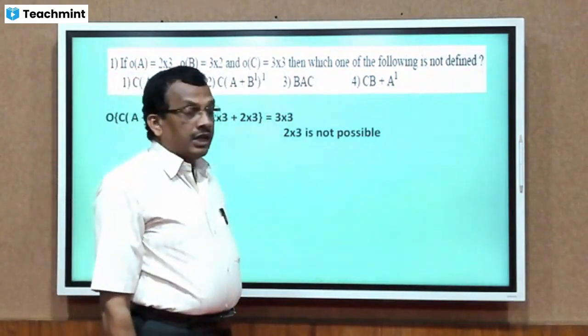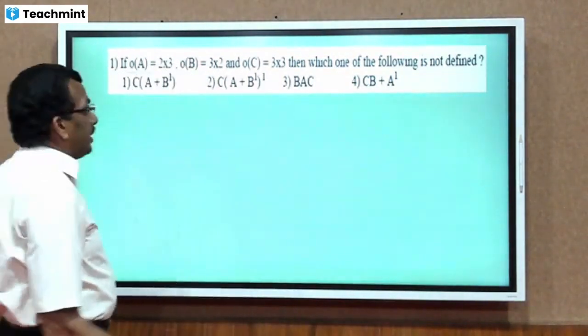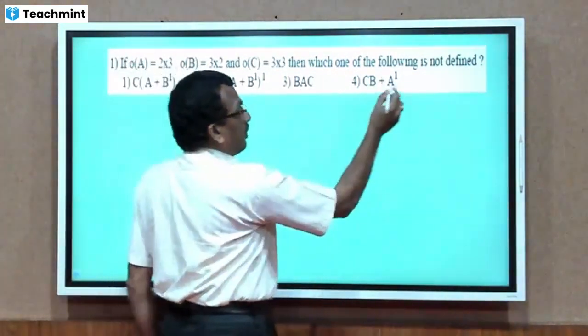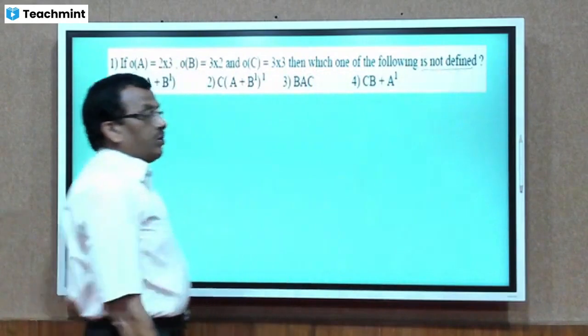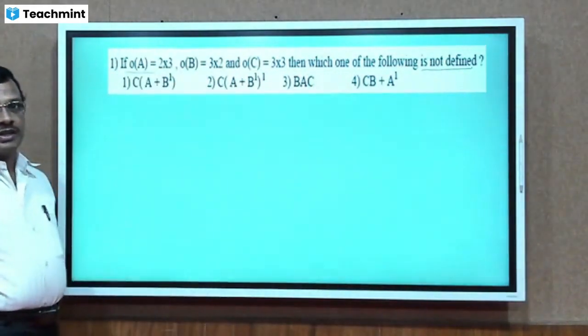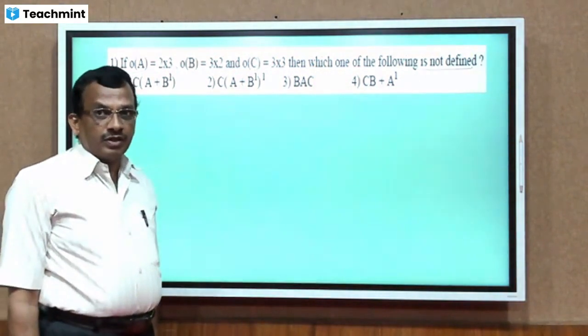3 matrix ಗಳ ಆರ್ಡರ್ ಕೊಟ್ಟಿದ್ದೇನೆ. ಅಲ್ಲಿ ಕೆಲವೊಂದು ಕಂಡೀಷನ್ ಏನು ಅಂತ ಹೇಳಿದ್ರೆ, then which one of the following is not defined? Give the importance for not defined. ಅಂದ್ರೆ ಯಾವುದು ಸಾಧ್ಯ ಇಲ್ಲ ಅಂತ ಕೇಳ್ತಾ ಇರುವಂತದ್ದು.